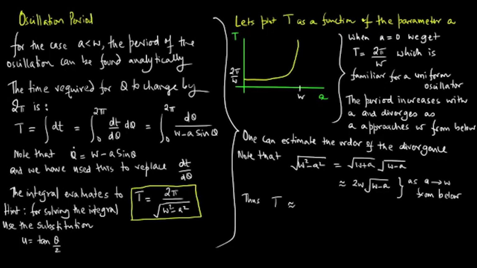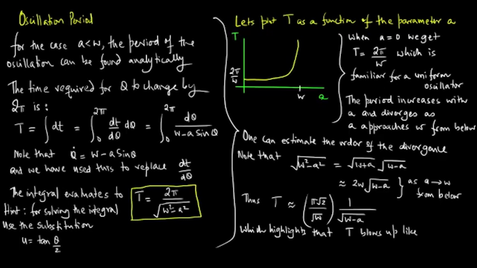And thus capital T is approximately equal to pi times the square root of 2 divided by the square root of omega times 1 upon the square root of omega minus a. Now this highlights to us that capital T blows up like a critical minus a to the power of minus a half, where a critical is equal to omega, and so we end up getting a square root like scaling law.